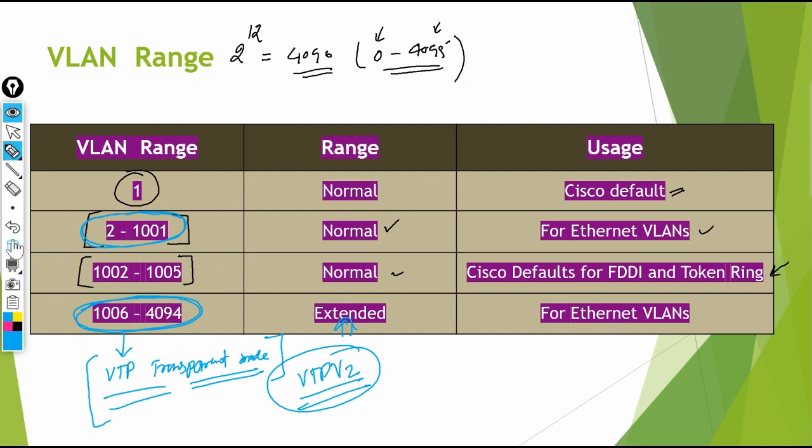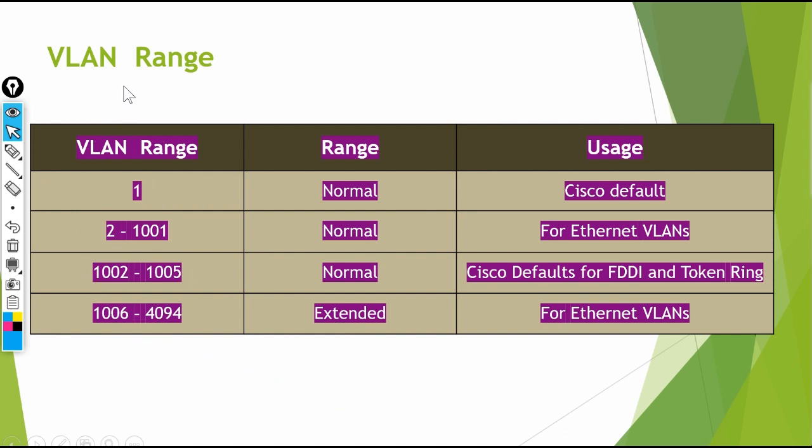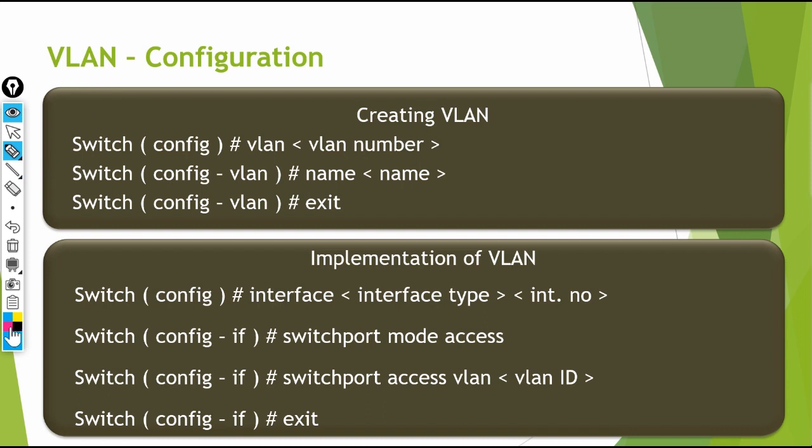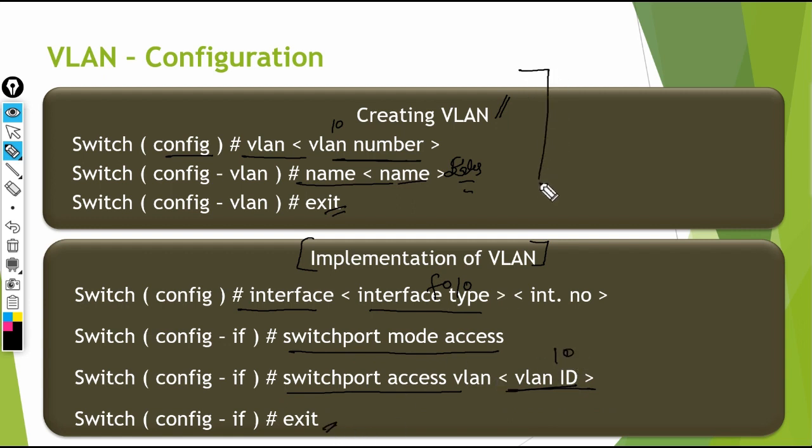Now, how exactly can you configure and implement VLANs? Just for reference, I have shown here that we can create the VLANs by using this command. In configuration mode, we need to define vlan, then the VLAN number, then the name of your VLAN, and then exit. For example, VLAN 10, name is, let's say, sales. Then you need to implement this by assigning the port. Go to interface mode, say interface FastEthernet 0/0, switchport mode access, switchport access vlan 10, exit. This is the creation of the VLAN, and this is the implementation, assigning the port to your VLAN. So the process is very simple.